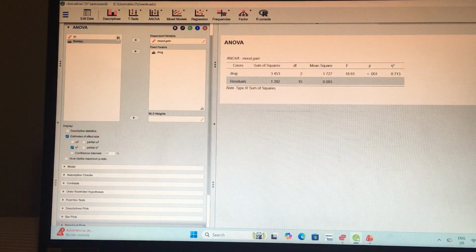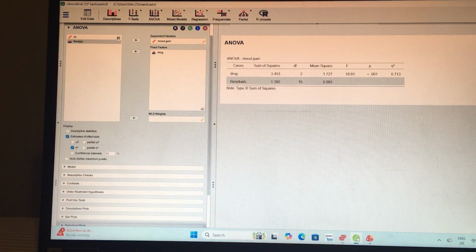Now, the interpretation of the eta squared is equally straightforward. It just refers to the proportion of the variability in the outcome variable, which is mood gain, which can be explained in terms of the predictor, drug. So again, let's say that.